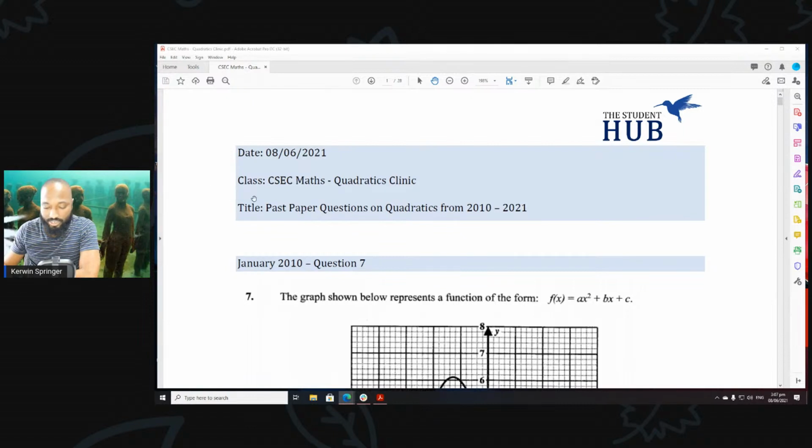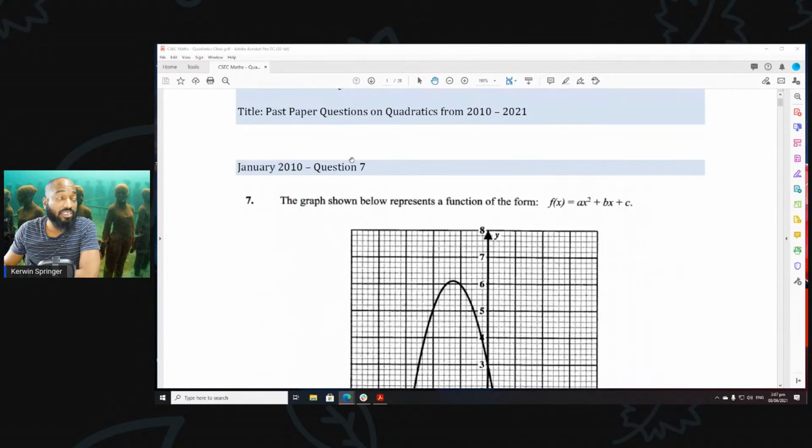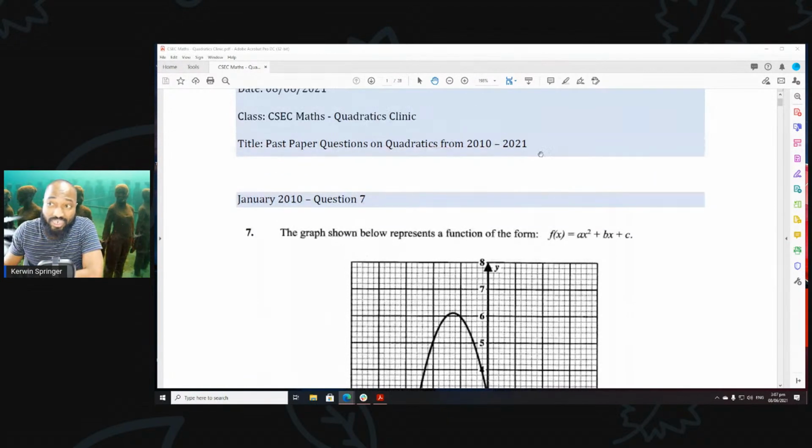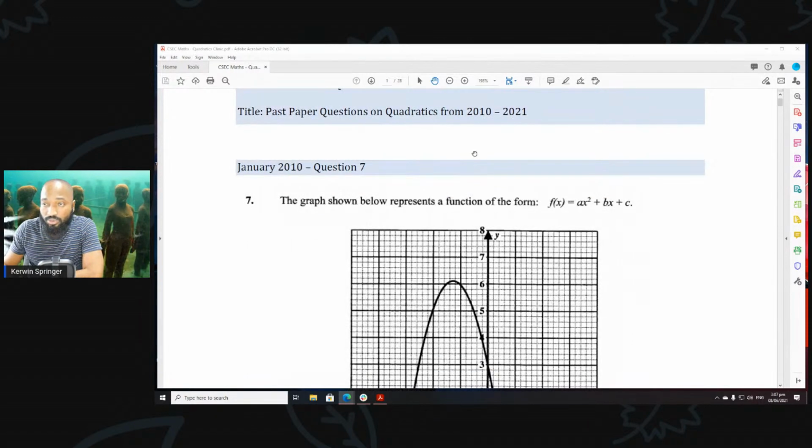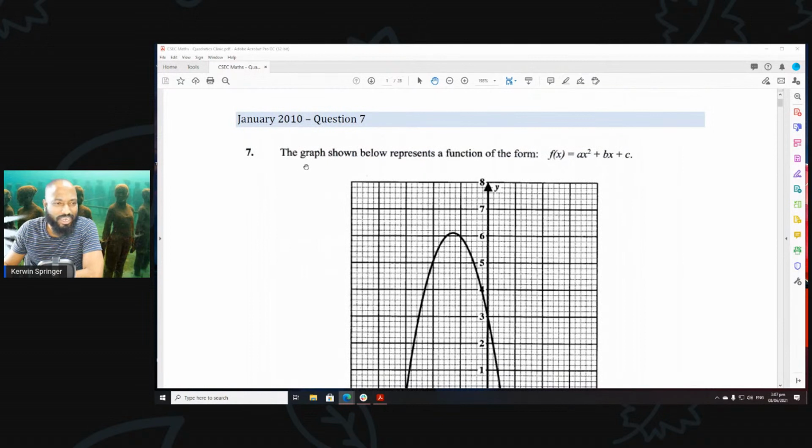So what you are watching is the quadratics clinic that we did on Sunday. Those of you who know what the background is, feel free to say it in the chat. On Sunday we did all the theory in quadratics; if you look back in my previous videos, you'll see that there. Now we are going to do all the questions for the last 11 years, from 2010 to 2021, courtesy of the Student Hub and Kevin Spring. So, all right, let me begin now.